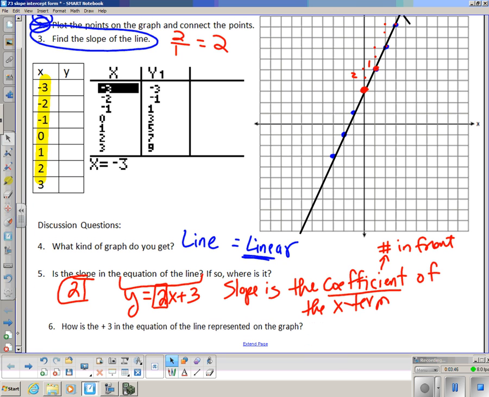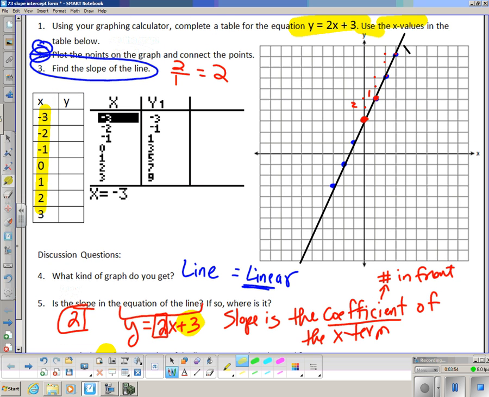Then question 6 says, how is the plus 3 in the equation represented on the graph somewhere? And the answer is that if you look, where do we get a plus 3? Well, we get a plus 3 in the y values when the x is 0. Otherwise known as this point right here, we've gone 3 up, and it's the only time we use the 3, really. We've gone 3 up, and this point is called the y-intercept.